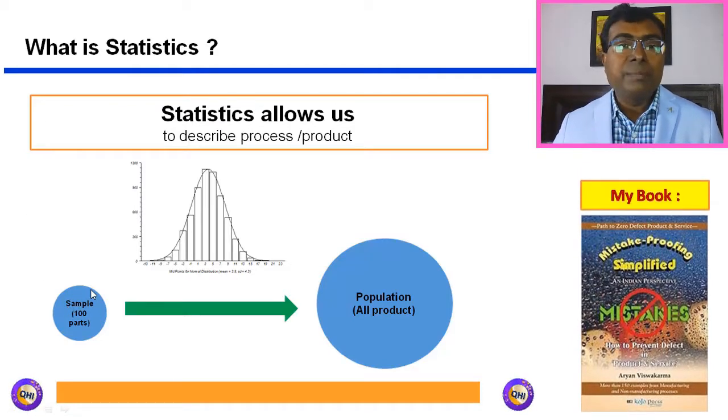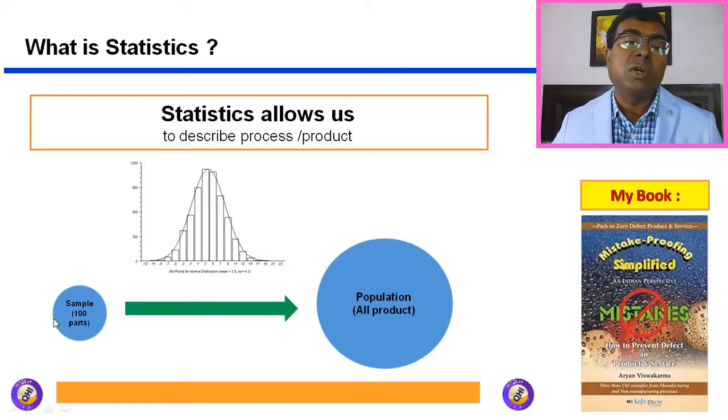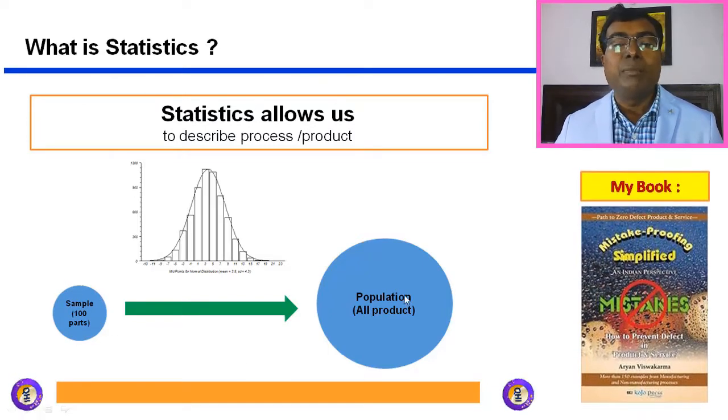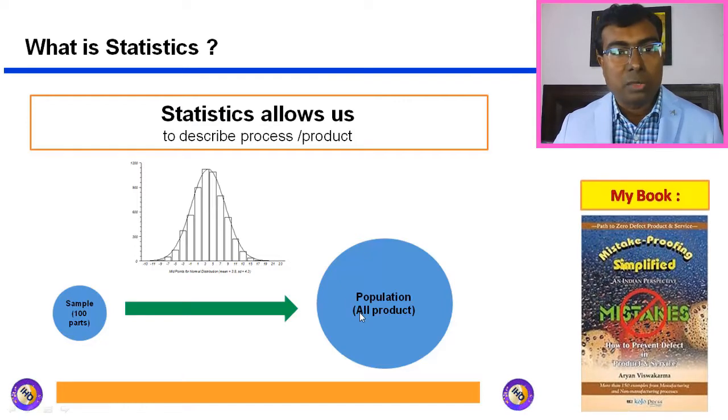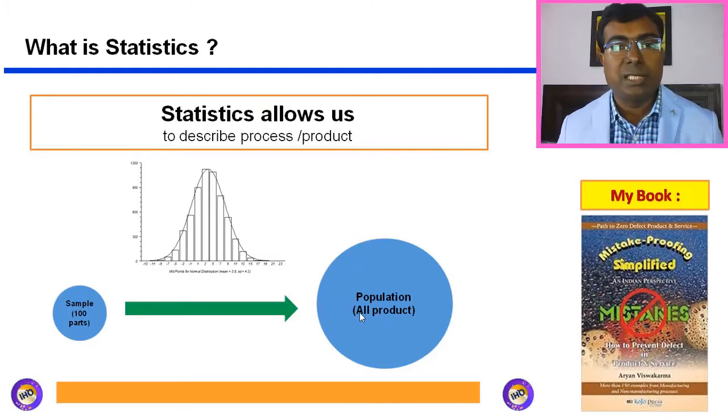So for decision making, usually we pick samples from the population and we conclude based on the sample if my entire population is okay or not. So this way of decision making is called statistics.